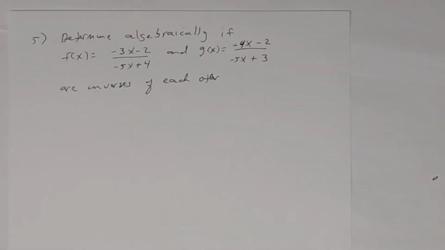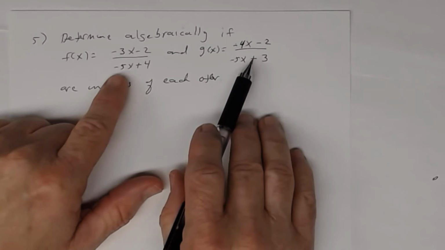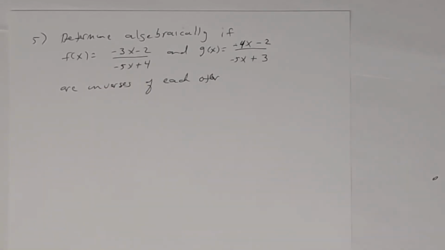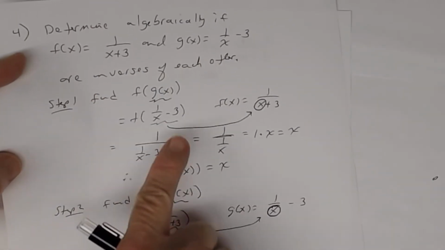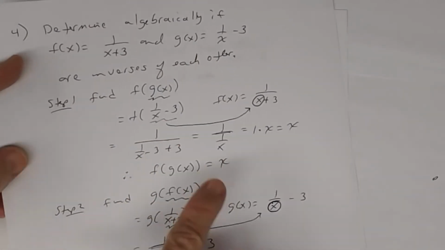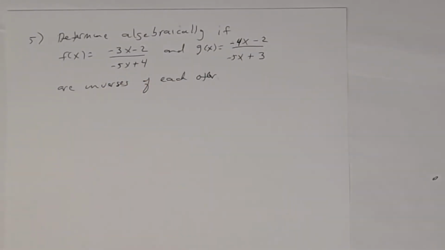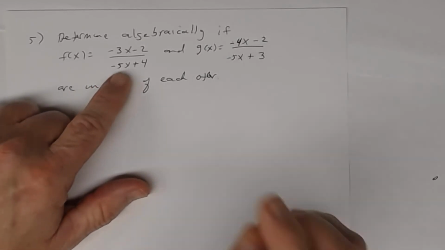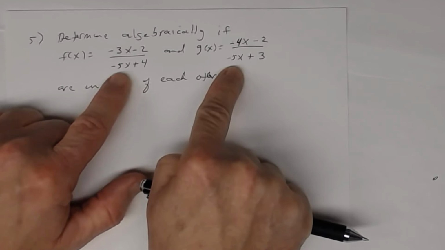Okay, so in number 5, you want to determine algebraically if these two functions, and those are rational functions, are inverses of each other. It's a little bit more complicated than the two rational functions we had here. This was much easier to manipulate. This one's not going to be as easy, but you have enough prerequisite skills, enough background knowledge to be able to do that. But you do want to show that these two functions are inverses of each other.